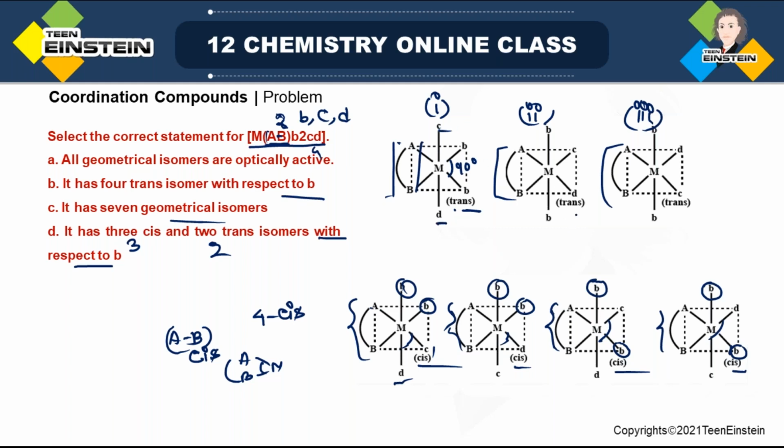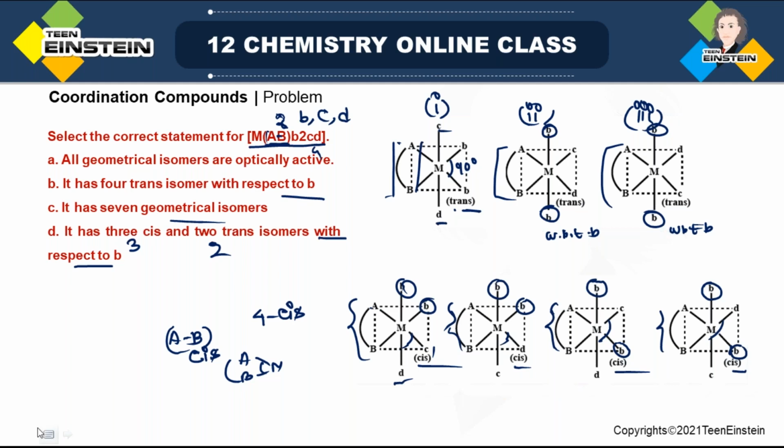Second one, why is it trans? Now here, the two B's are trans. So now you can say it is trans with respect to B. And the last one is also trans with respect to B. That means how many trans with respect to B? Two trans with respect to B. And how many cis with respect to B? Four cis with respect to B. So the last statement is saying three cis, two trans.